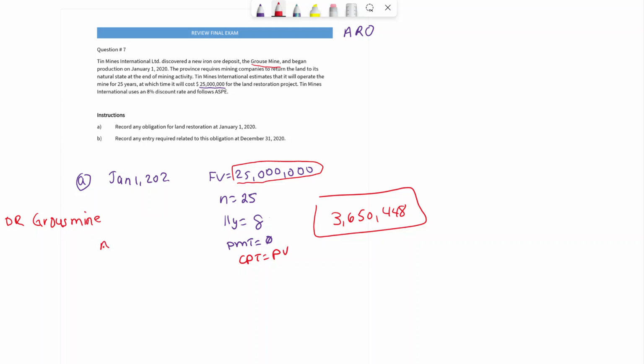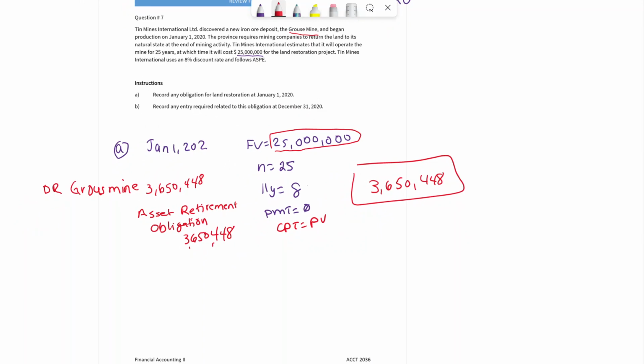Credit is your asset retirement obligation. In this case we recorded it at 3,650,448. So that will be your first entry. And the B part is this obligation. This is the first year, when we got the asset, that's our retirement obligation.